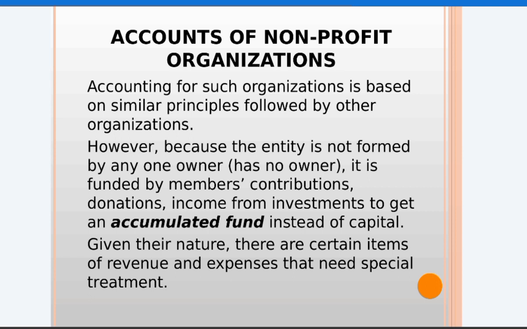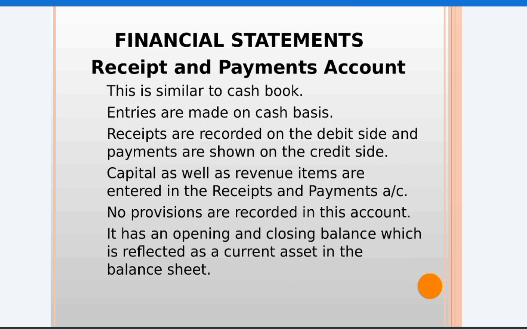So we will then be able to look at all those items and check how differently we treat them from the normal profit-making organizations. Before we look at the specific items and how they are specially treated in the statements, let us look at the statements themselves and see the differences between these statements and those of profit-making organizations. So the first one is to look at the receipts and payments account.